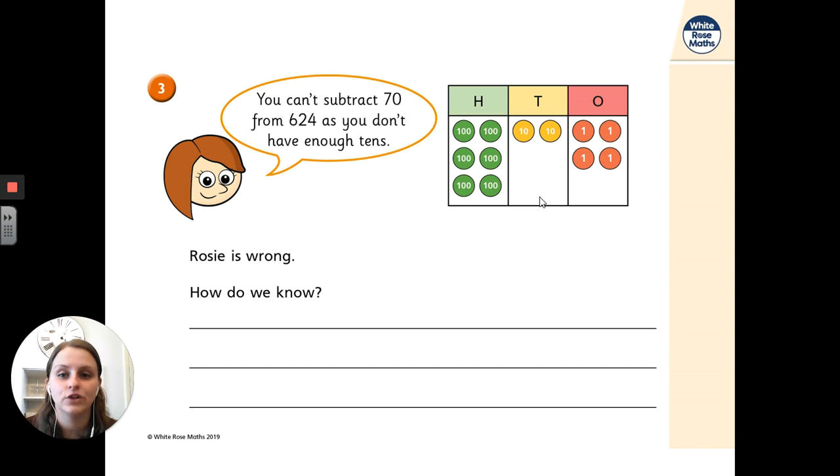So what does she need to do to be able to subtract 70 from 624? You can write me a sentence, you can show me the working out. I don't really mind.